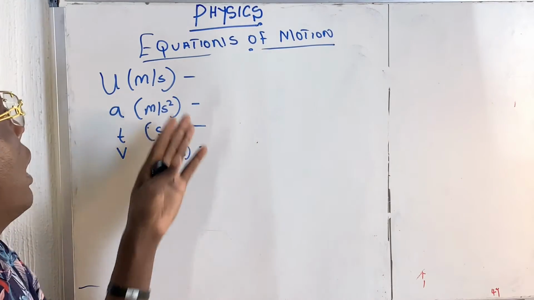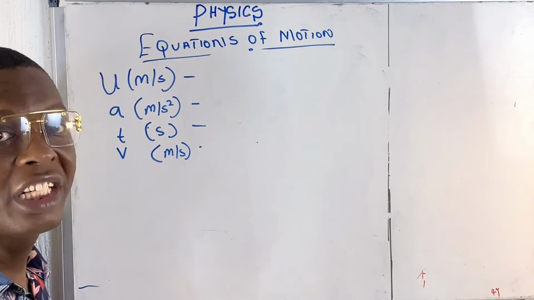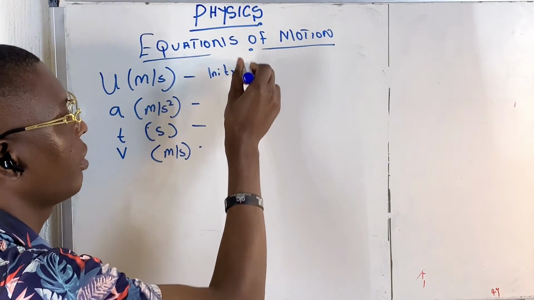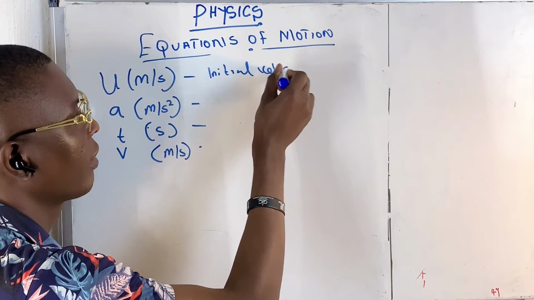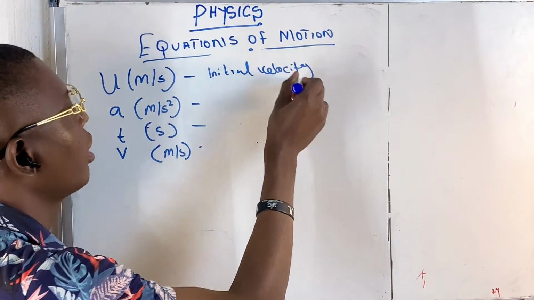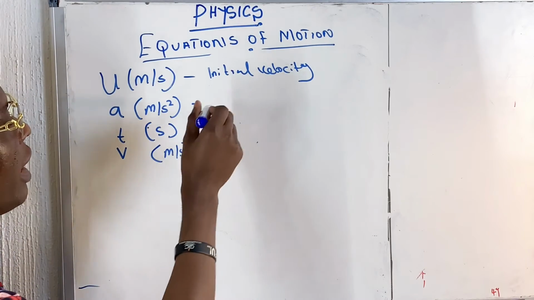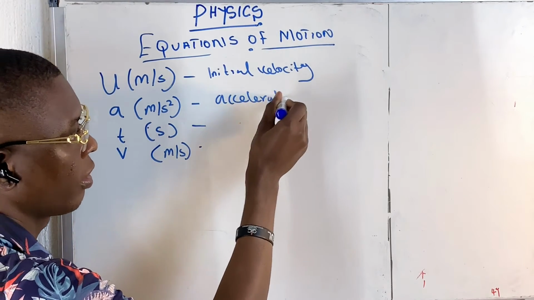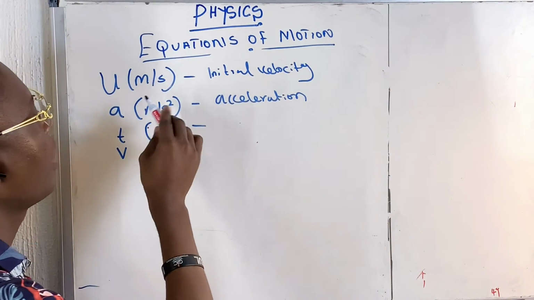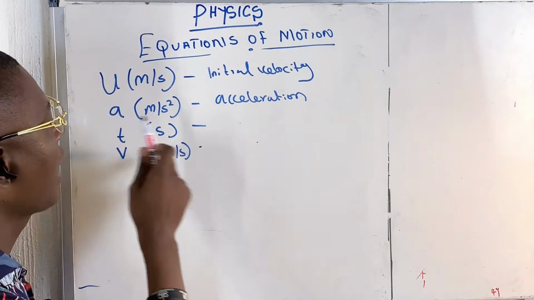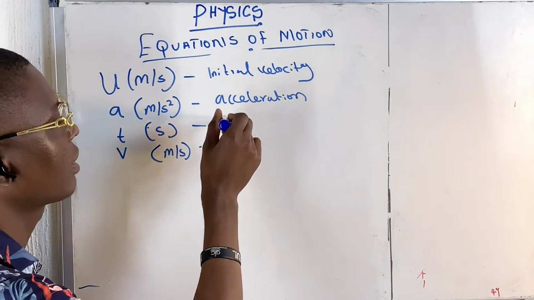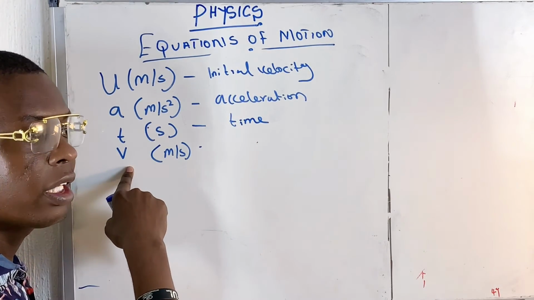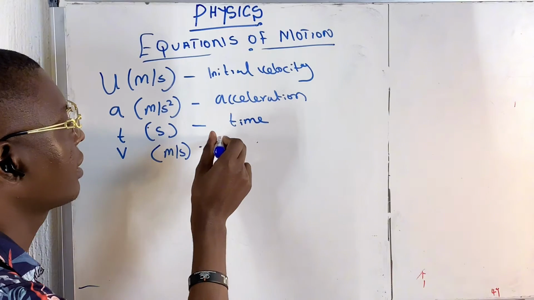Now, the u here represents the initial velocity in meters per second. The a stands for what? Acceleration in meters per second squared. And the t stands for what? The time in seconds. V is the final velocity.